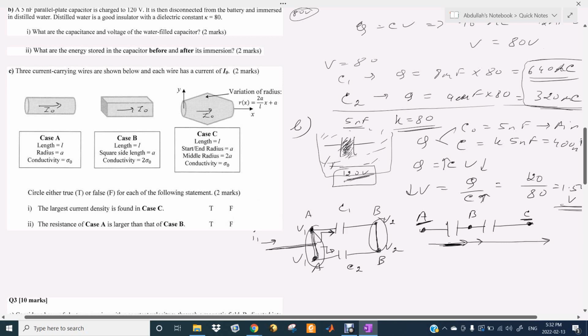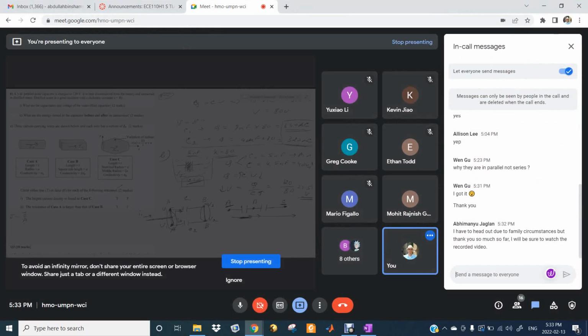So now, is it true? What's the current density? Current density is J, right? The current density is basically I divided by area, so that's the area through which this current is flowing. And remember, the current flowing is the same, so I is the same. What matters is the area that's changing, right? So now you have to say, is the largest current density flowing through C? Is it true or false? Anyone? Any volunteers?